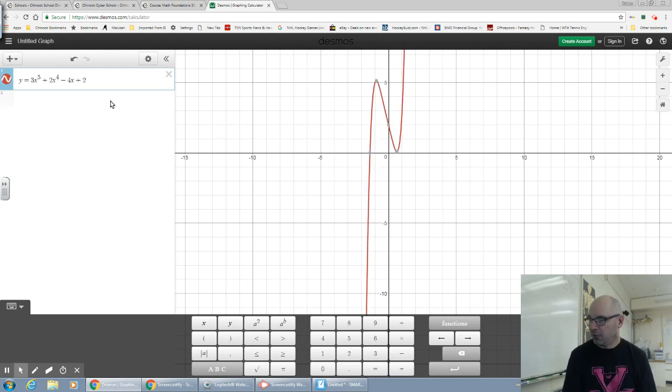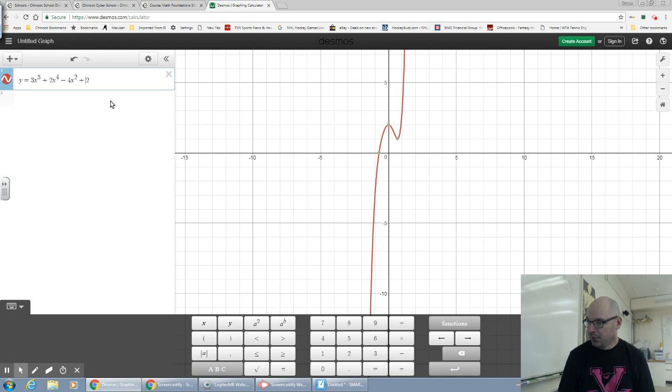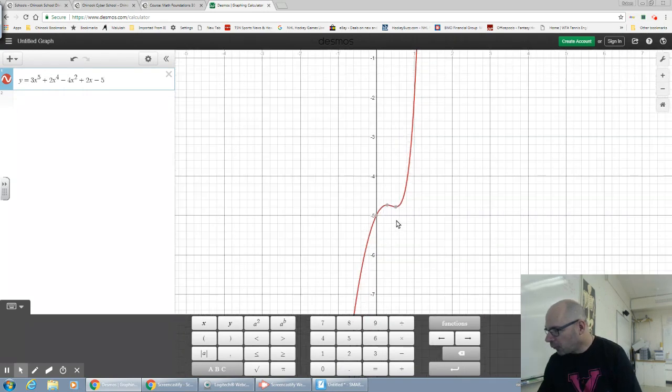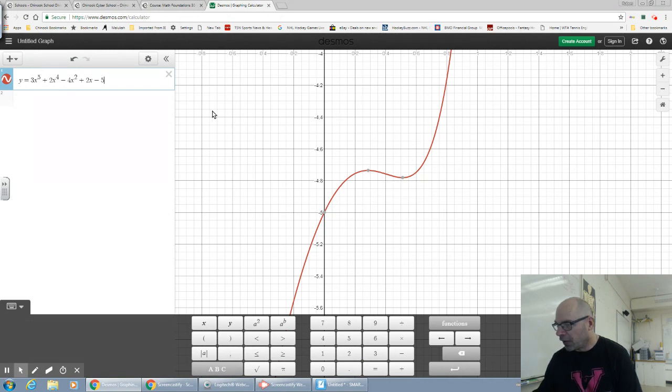minus 4x squared. Let's put a squared in there. Oop, not an at. Squared. Okay, and 2x here. Okay, and minus 5. So you can see that if we zoom right in here, there's a lot of weird stuff going on down here, but there are some turning points going on.